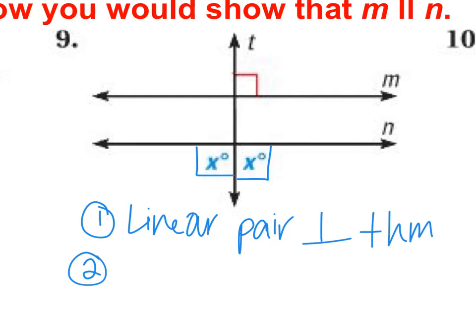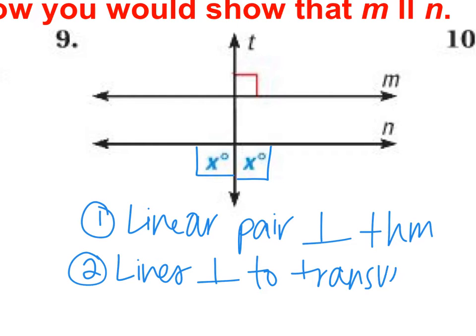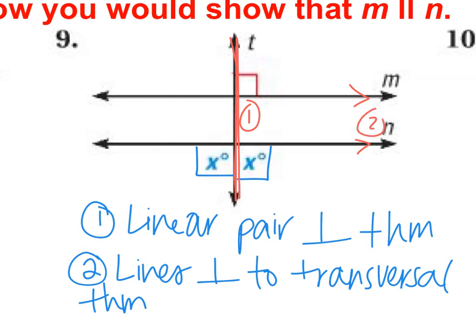Sophia, what do I say? Lines perpendicular to a transversal theorem. Because right now I know that M and N both make a right angle with T, so they're both perpendicular to T. And since they're both perpendicular to the same line T, they are parallel. Again, you have that first thing, and then you can say the second thing.